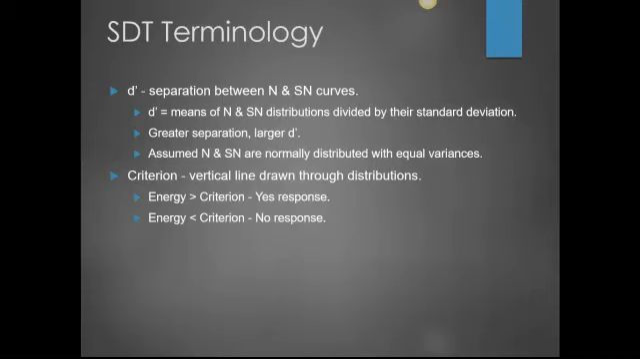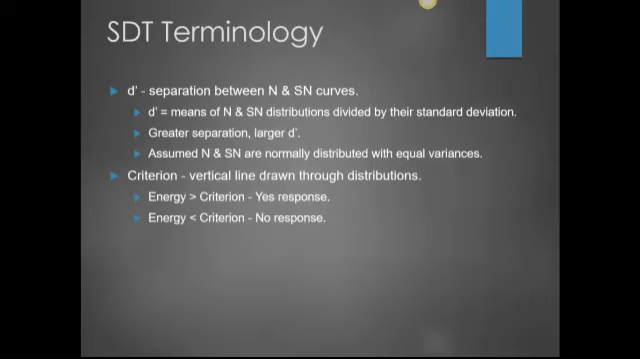So we can look at D prime, and D prime is going to be the separation between the noise and the signal to noise curves. And D prime equals the means of the signal and noise signal to noise distributions divided by their standard deviation. The greater separation, the larger the D prime value. And it's assumed that the noise and signal to noise distributions are normally distributed with equal variances.